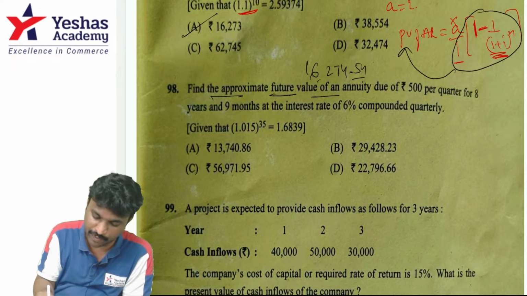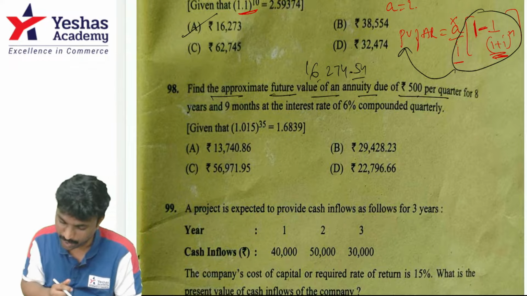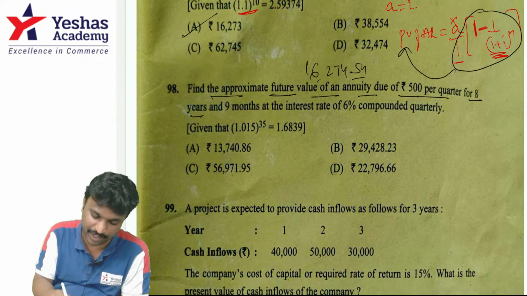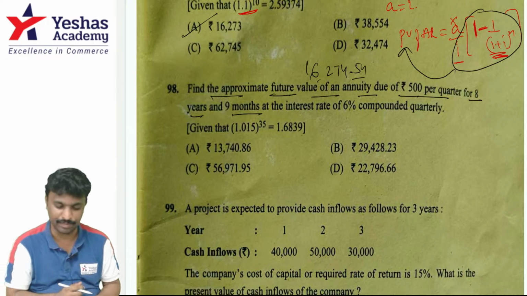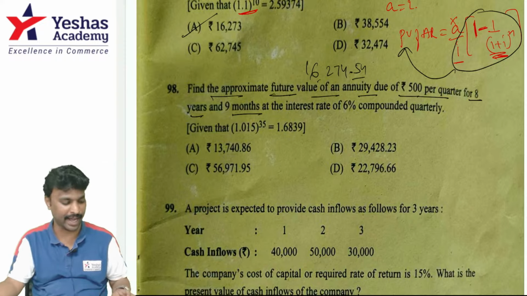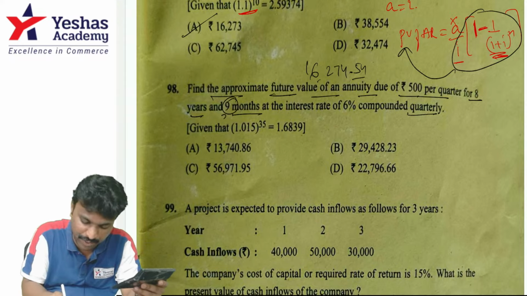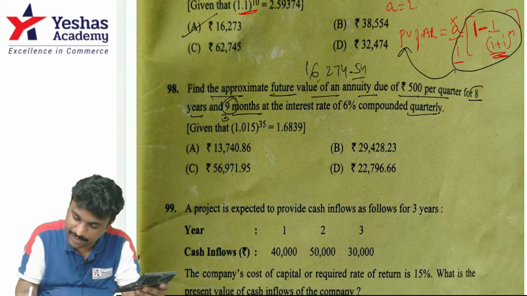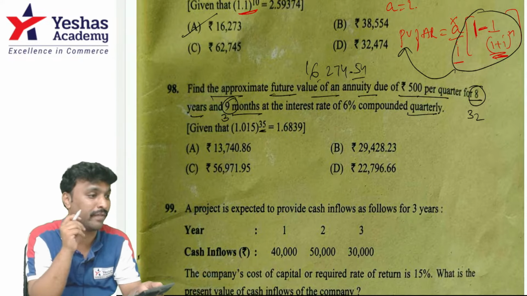Find the approximate future value of the annuity due of 500 per quarter for 8 years and 9 months. It's 8 years and 9 months. So how many quarters are there? In 9 months, there are 3 quarters, and in 8 years there are 8 into 4, 32 quarters, so it is 35 quarters total. So they have only done the conversion to 35 quarters.